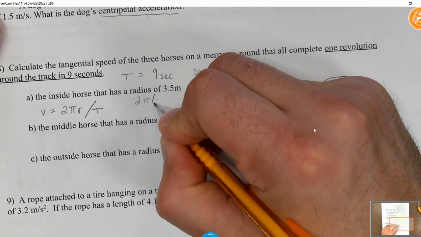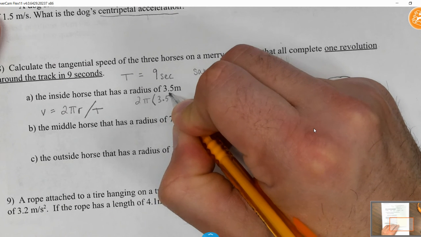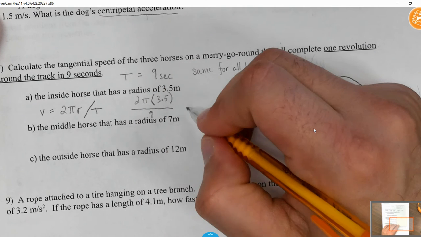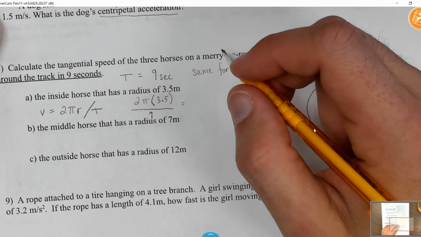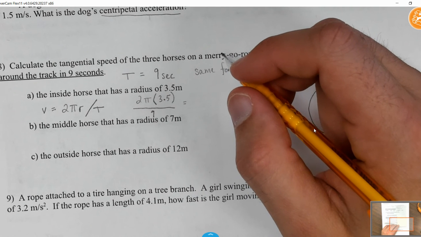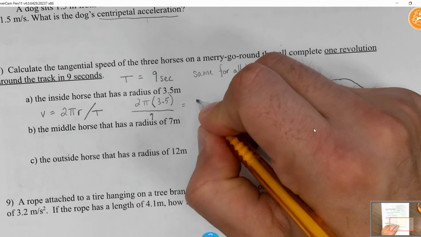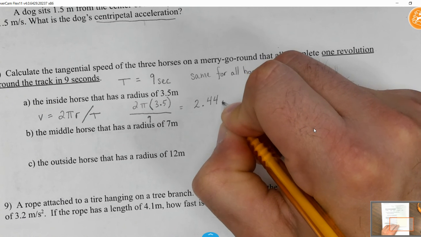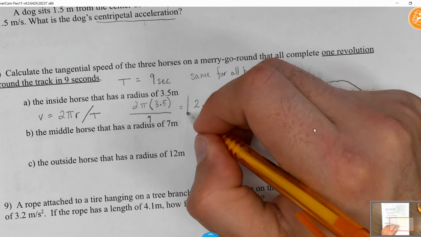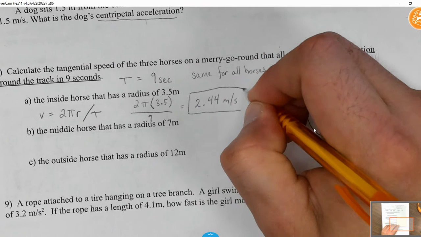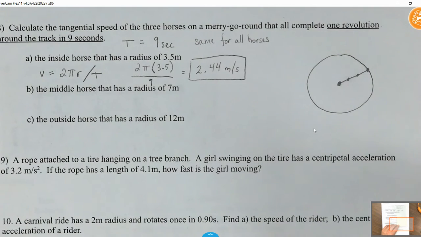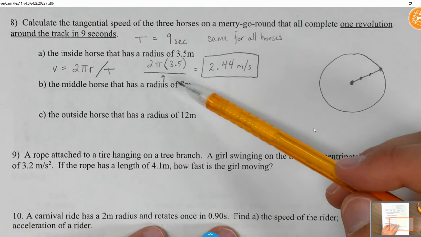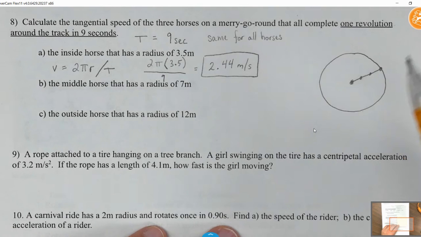2 pi times R of 3.5 divided by 9. Crank this out in a calculator. And you're looking at about 2.44, unit, which would be meters per second. So then you're repeating the process. It's just that they're going to have the same period. So T is going to be 9 on each of these.